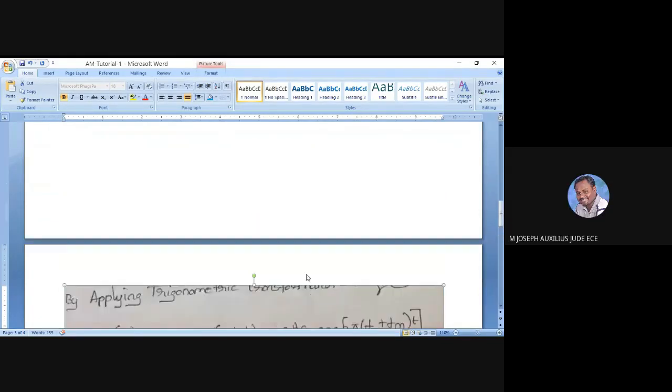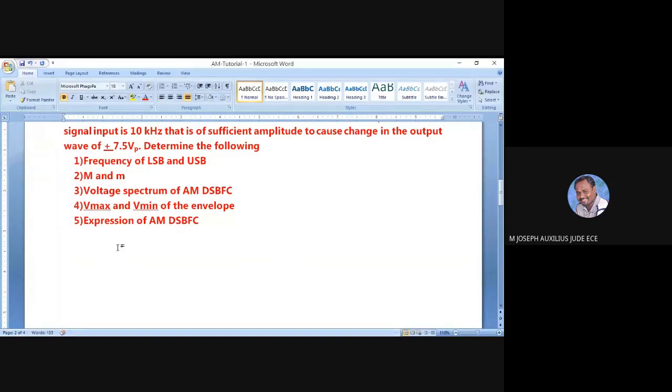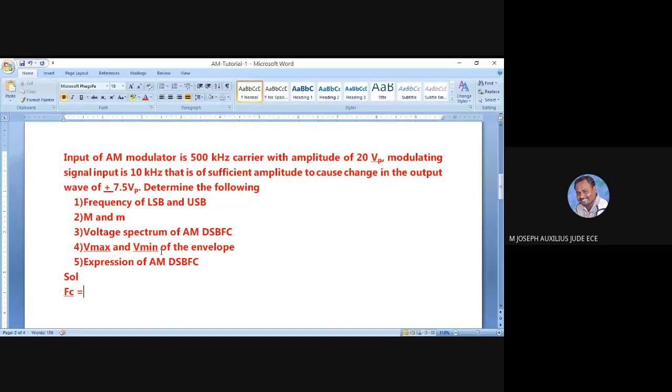Yes, sir. Okay. Now you have to find the solution for the first case. So what are the things given? fc, that is the carrier frequency. What is the carrier frequency? It is 500 kilohertz. Then we have the message modulating frequency, fm. What is the value of fm? It is 10 kilohertz.